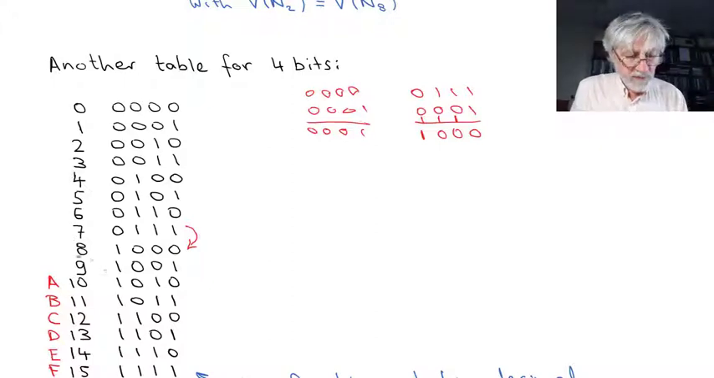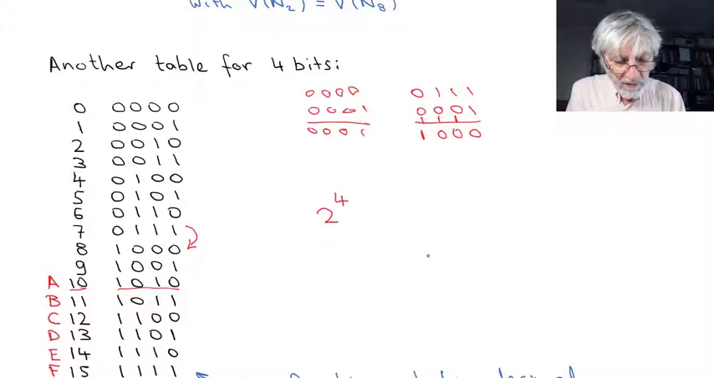Okay, now once we get to 9, then the next number is going to be 10. And then comes 11, 12, 13, and 15. Because we have 4 bits here, we have a maximum of 2 to the 4 distinct numbers that we can make. So that's equal to 16.